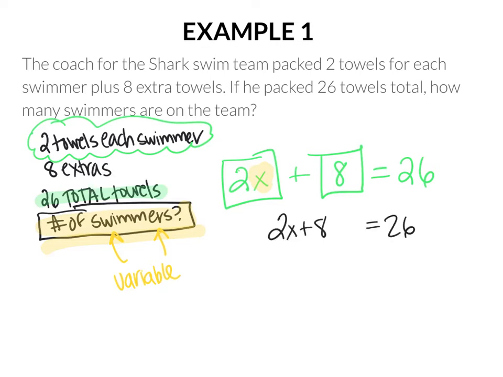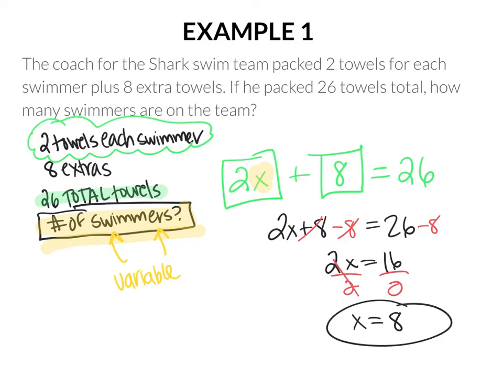Now that I have my equation set up, I solve it just like I've been doing with other two-step equation problems. I subtract 8 on both sides. That leaves me with 16. I divide by 2 on both sides, and I get X to equal 8 swimmers.